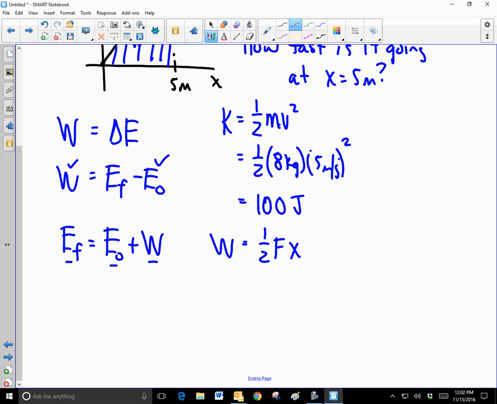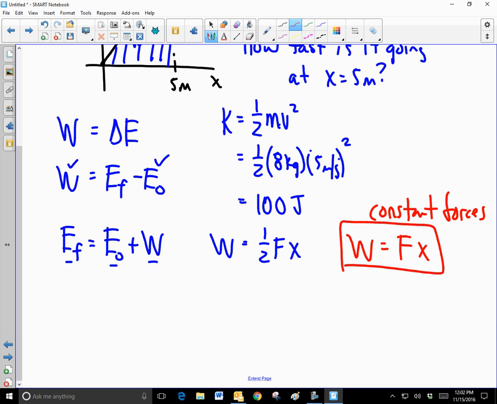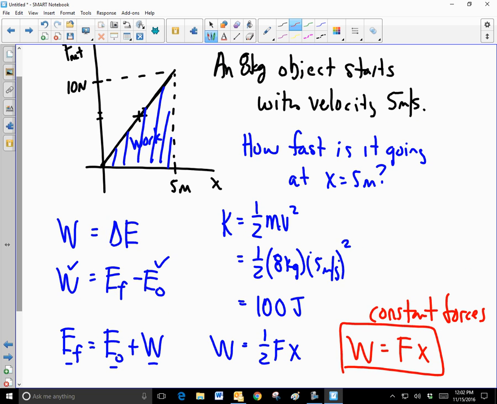But wait, we know that work equals force times x. Why does it not equal force times x in this case? Because force is increasing. It's changing. This is only good for constant forces. So, bear with me on this. What is the average force over this interval? 1/2 F. 5 newtons.